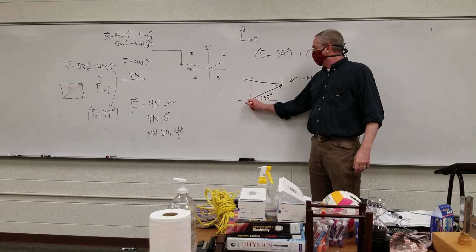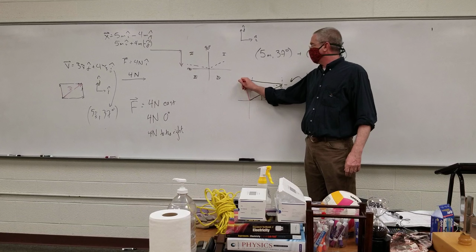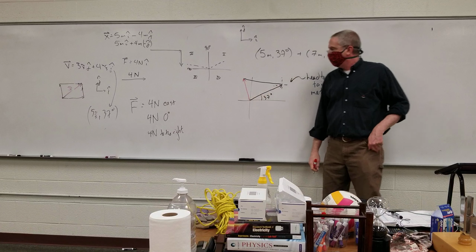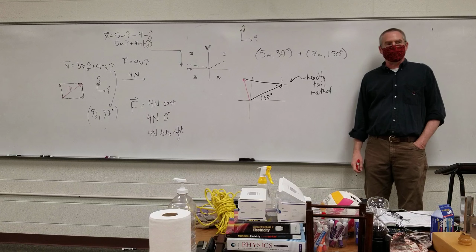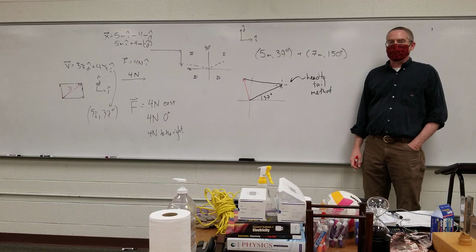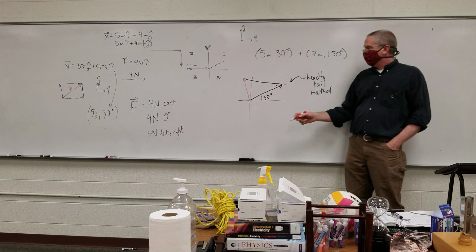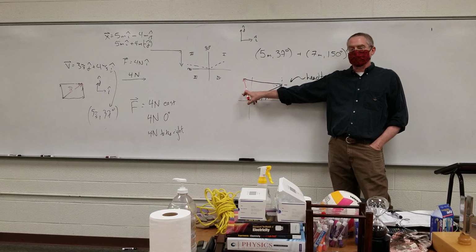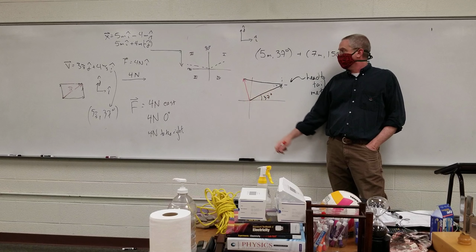My final resultant, or my resultant, is from where I started to where I ended. If you gave the person one instruction, what to do, this is what's in red right here. This is my resultant.